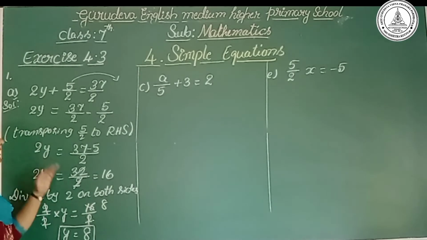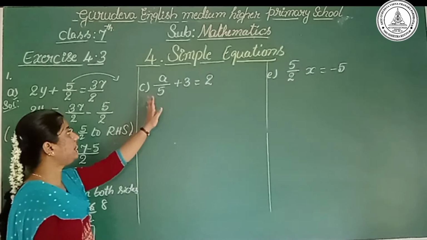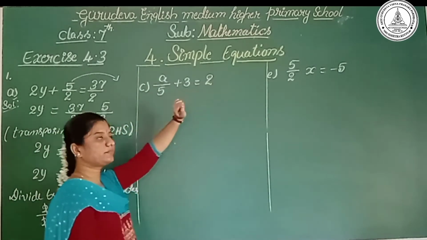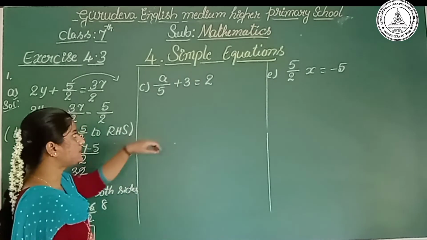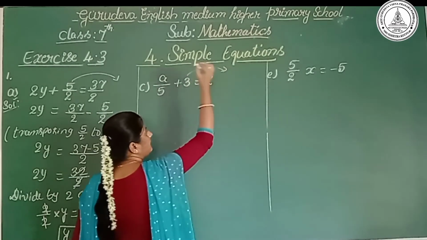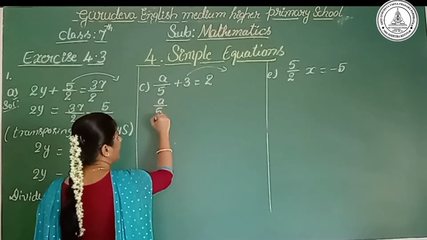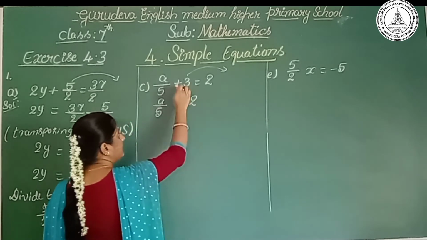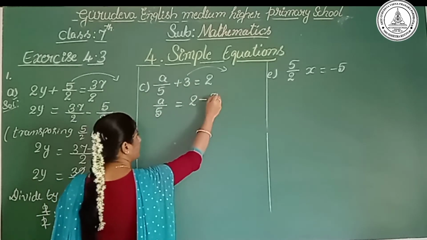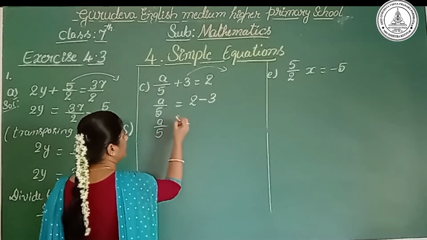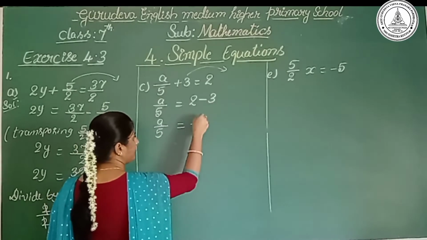At the same time there are some more examples in the first page, so you have to solve those equations. Then I will move to question number C: A by 5 plus 3 equals 2. First I will transpose 3 to the right hand side. Then A divided by 5 equals 2, and here there is a plus 3. After transposing it will become minus 3. Then A by 5 equals 2 minus 3, which is minus 1.